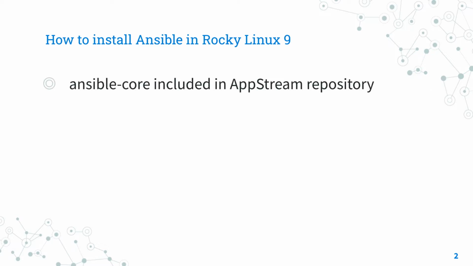The easier way to install and maintain up-to-date Ansible inside Rocky Linux version 9 is using the ansible-core package included in the appstream distribution repository. Please notice that the package Ansible isn't available anymore. It's not necessary to use the additional EPEL package repository.